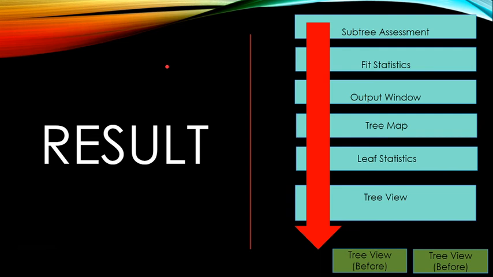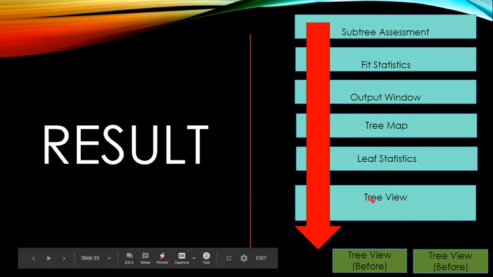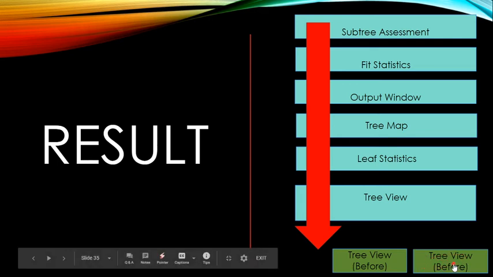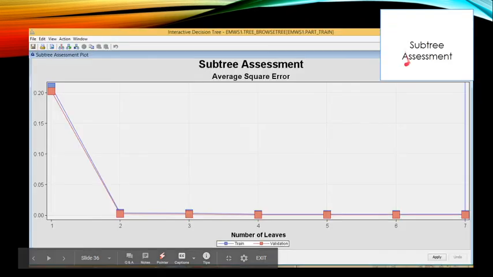Okay, so here is the result. Under result we have sub-tree assessment, fit statistic, output window, tree map, list statistic, and tree view. Under tree view we have the tree view before we prune and then after. Oh sorry, my typo here. It should be this one before, and this one after. So let's start with the sub-tree assessment.